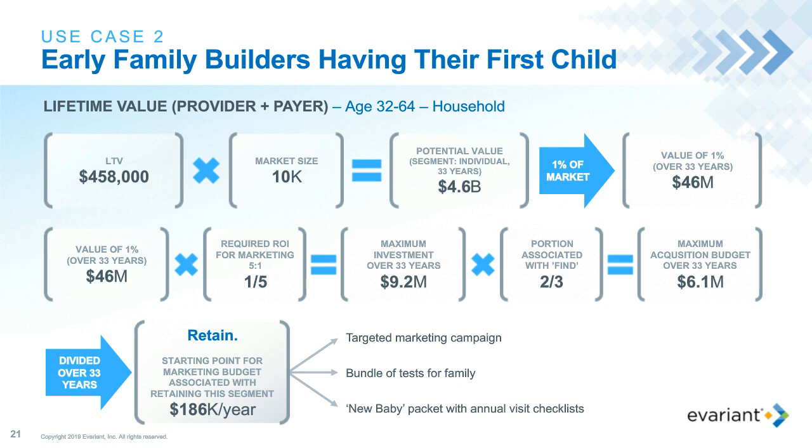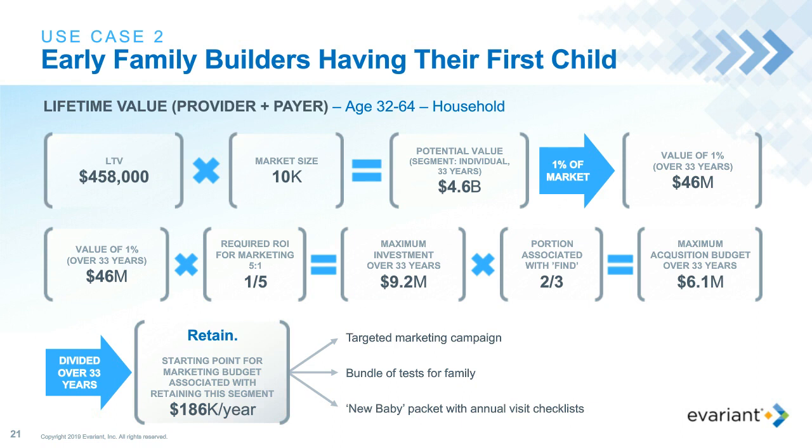If we look at how we determine how much of that investment should be for acquisition versus retention, thinking about two-thirds of the expenditure going towards acquisition, the finding portion of our calculation, we would look at a maximum acquisition budget over 33 years of $6.1 million. Dividing that over 33 years, we would look at an annual expenditure dedicated to this segment of $186,000 a year.